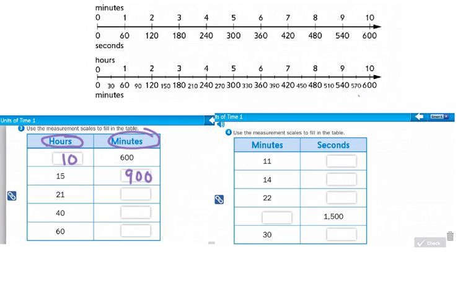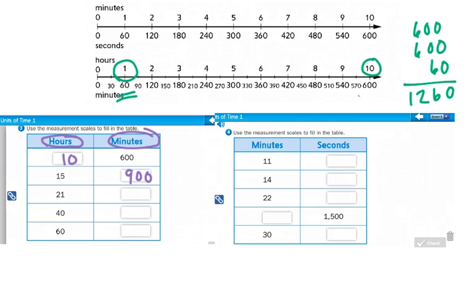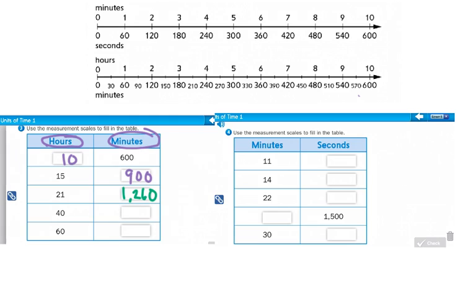Well, 21 hours, we don't have 21 on here. We could take 10 and do that twice, plus 1 hour. So 10 is 600. Another 10 is 600, which is 20. And then I need 1 more hour, which is 60 minutes. Go ahead and add that up, and you get 1,260. So notice I'm using a combination because my measurement scale doesn't go up that high.